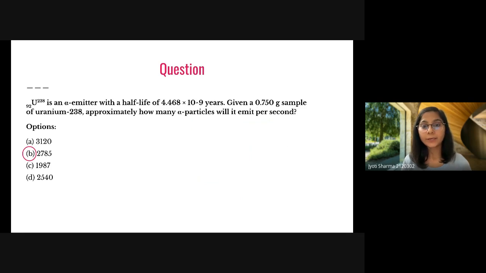And just see here again, we have a gram sample of uranium, but what we need is the number of atoms. So how will we calculate this number of atoms? We have the Avogadro number. We have to multiply this Avogadro number by the given mass upon molar mass, and the molar mass is 232. So Avogadro number multiplied by 0.750, that is the given mass, upon molar mass. This will give you the number of atoms of the uranium.